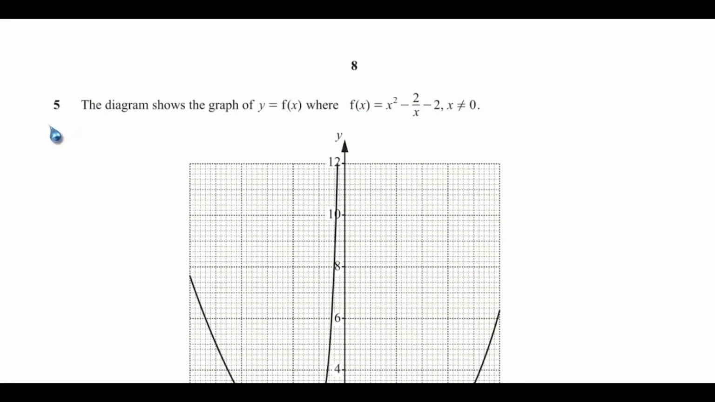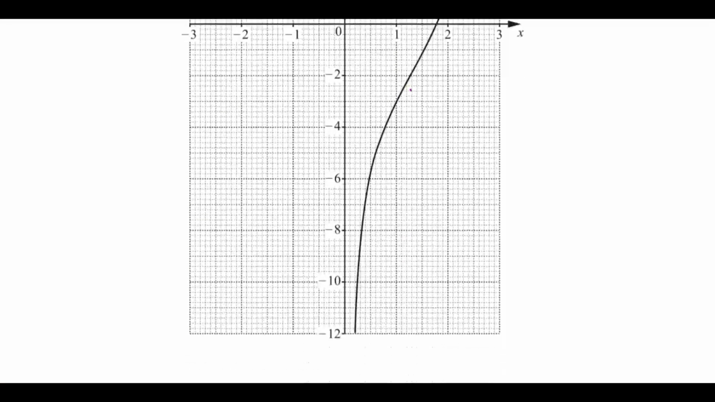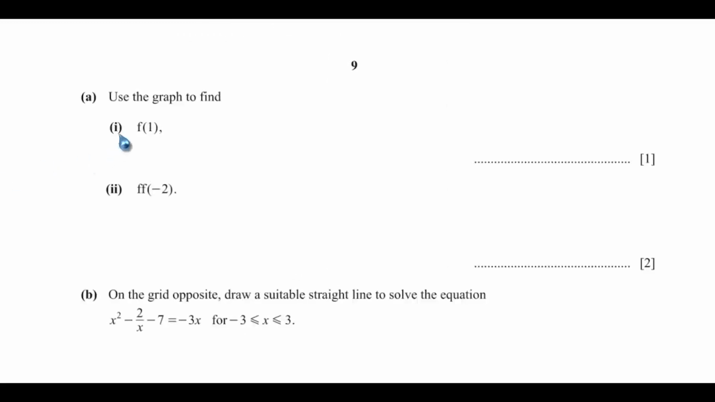This is another question. Question 5 of paper 058043, May/June 2019. The diagram shows the graph of y equals f of x, where f of x equals x squared minus 2 over x minus 2, where x is not equal to 0. So, from the grid, use the graph to find f of 1.